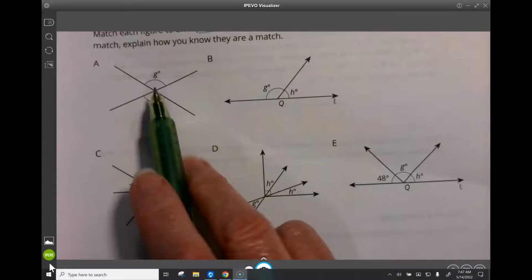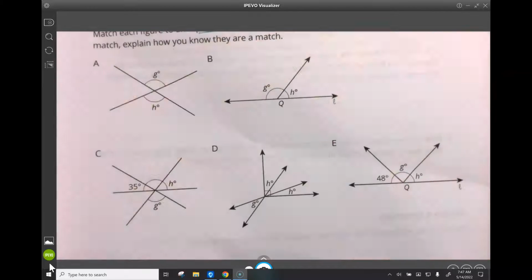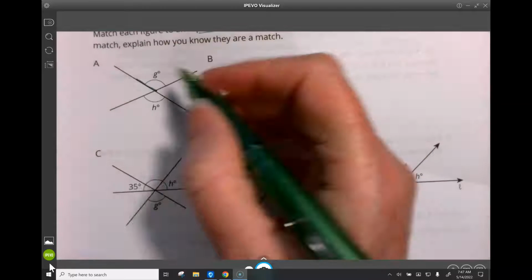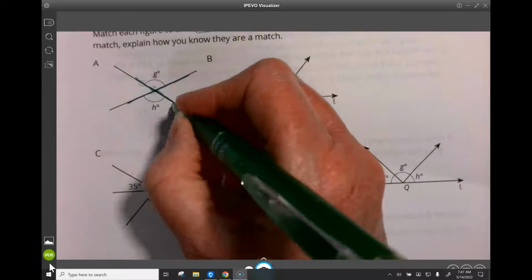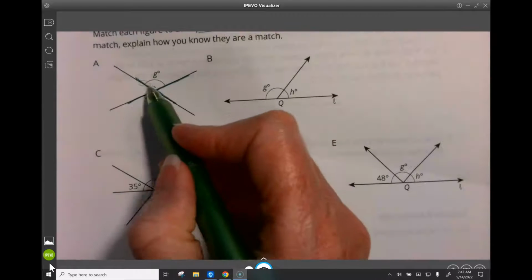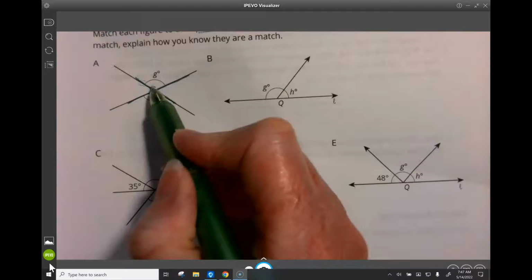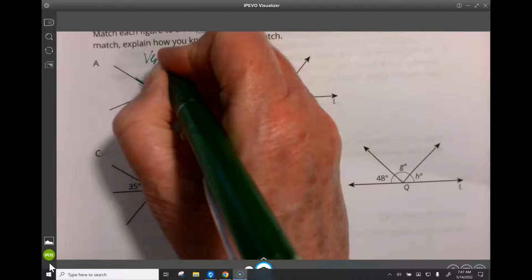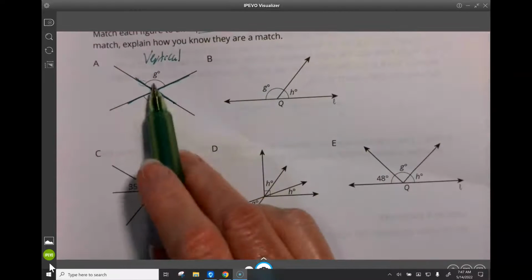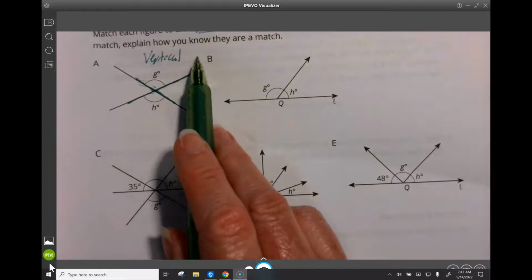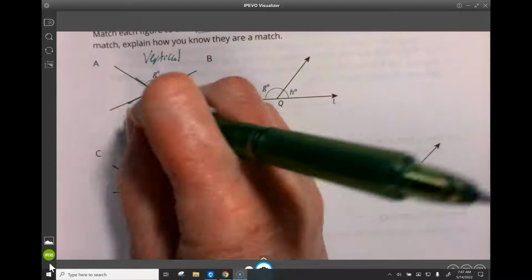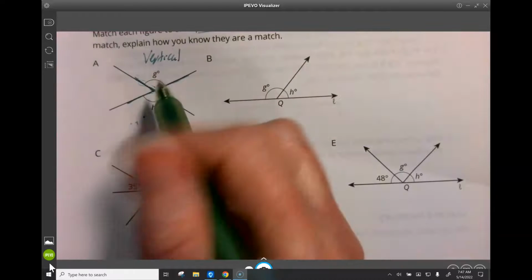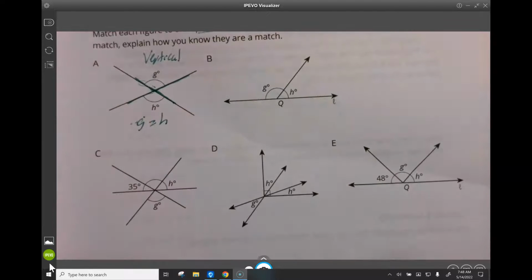So here we go. We're going to look at A. And A, what kind of angles are those? Well, look at these. We have this angle right here, and this angle right here. What kind of angles are those? Do you see how they make a V? Pretty wide V, but they make a V. These are vertical angles. And what do we know about vertical angles? Vertical angles are congruent, so these are equal in measure. So angle G, well, it's not really an angle, it's just talking about the degrees. So G is equal to H. That's all we can say, is G is equal to H.